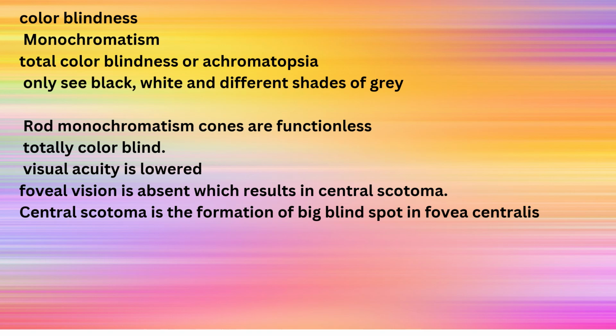Visual acuity, the ability to discriminate two distinct points as separate, is the visual acuity. Their visual acuity is very low. So foveal region is absent. Cone is absent in the foveal region, which results in the central scotoma. Foveal region normally contains a large amount of cones. In the rod monochromatism, cones are absent, so they cannot see the colors.